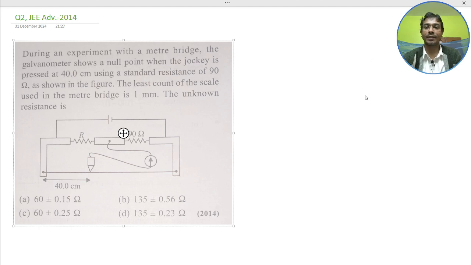Next one is JEE Advanced 2014. During an experiment with a meter bridge, the galvanometer shows a null point when the jockey is present at 40 cm. Using a standard resistance of 90 ohm as shown in the figure, the least count of the scale used is 1 millimeter. So you have to find the unknown resistance. I just discussed this problem in the chapter section. So you have to find the unknown resistance, that is X.